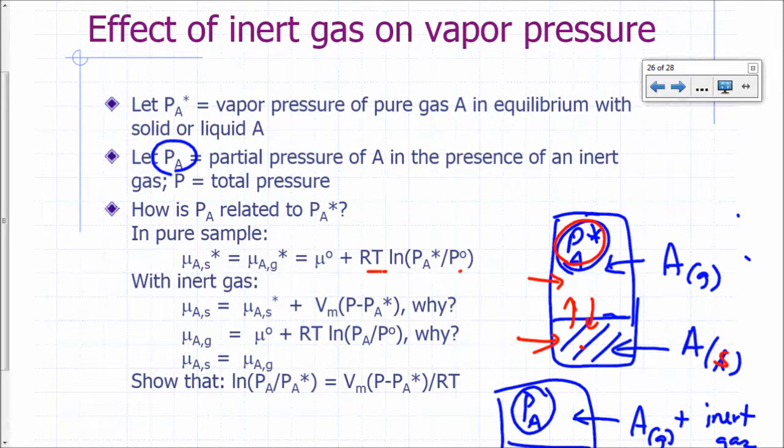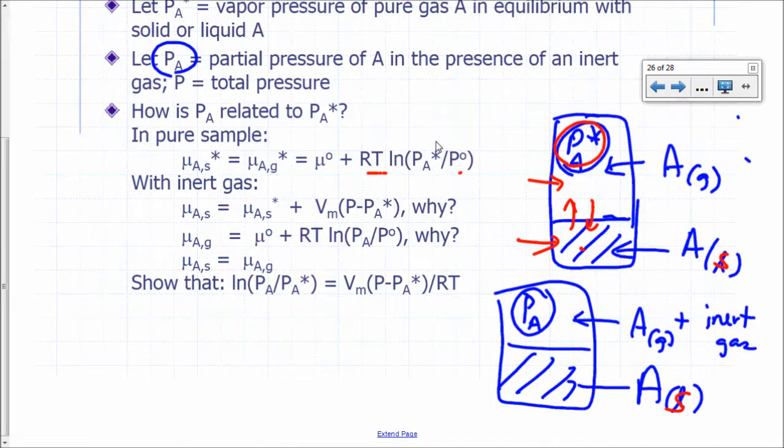Now, with the inert gas present, the chemical potential of A in the solid will not be the same as mu A star, because mu A star is subjected to a pressure of only PA star. This is subjected to a higher pressure. Total pressure here is P. So the chemical potential would be that of pure A, subjected only to PA star, but there's going to be a change in the chemical potential.